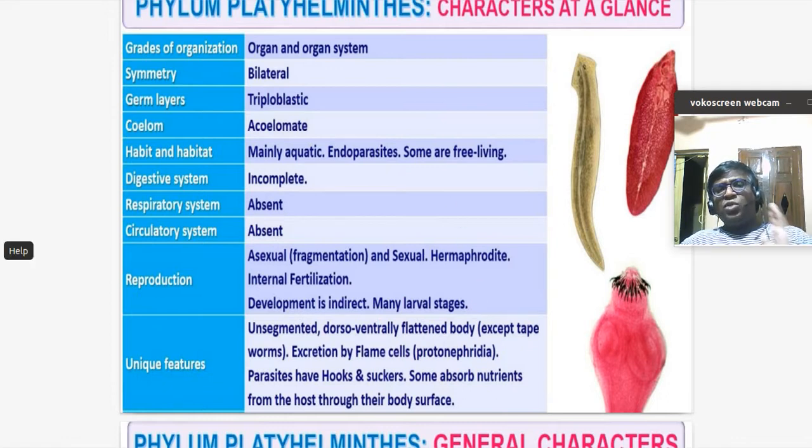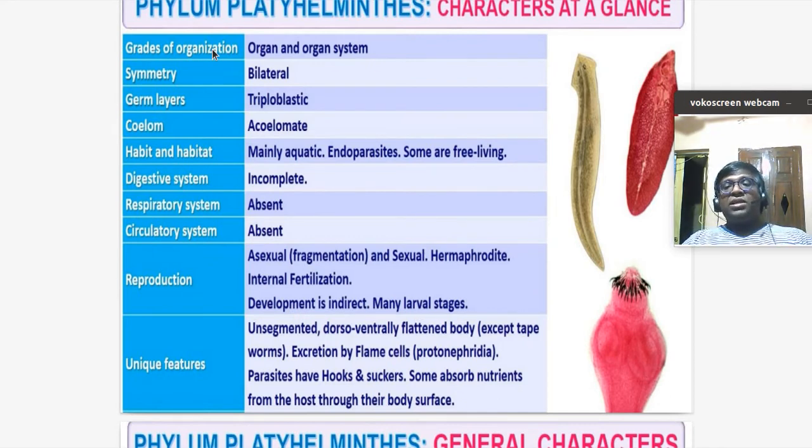Now, what are the unique features of these flatworms or platyhelminthes? They do not have segments. They are unsegmented. They have, as the name indicates, a dorsoventrally flattened body. That is, they are dorsoventrally flattened, except tapeworms.